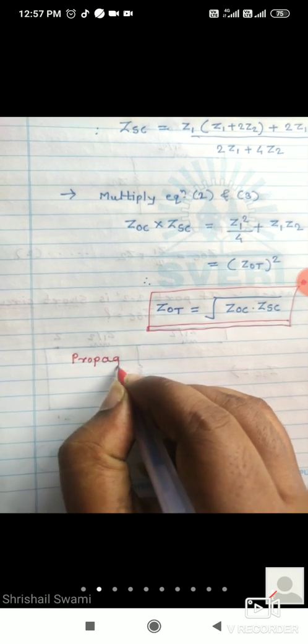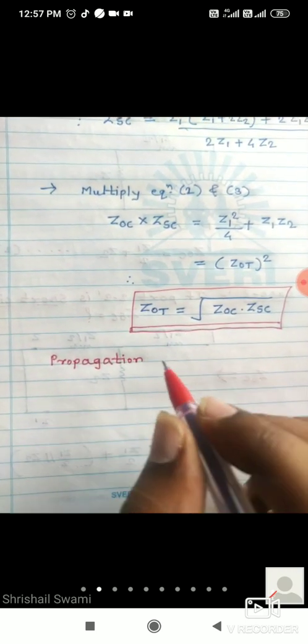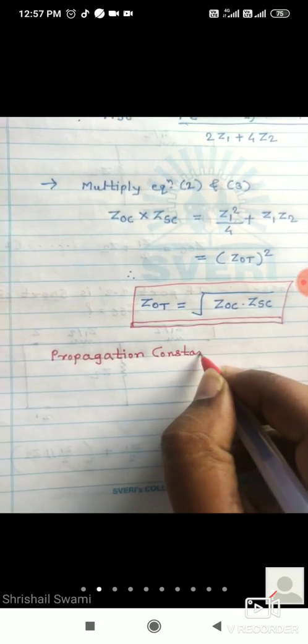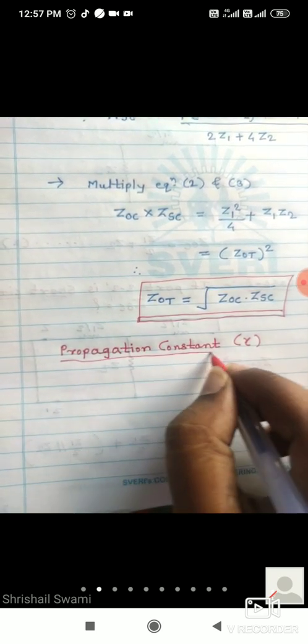There will be the big derivation and it is difficult to understand and it is not asked in the university, but the formula we require. So propagation constant, that is gamma. What will be the formula for that? That I will give directly.